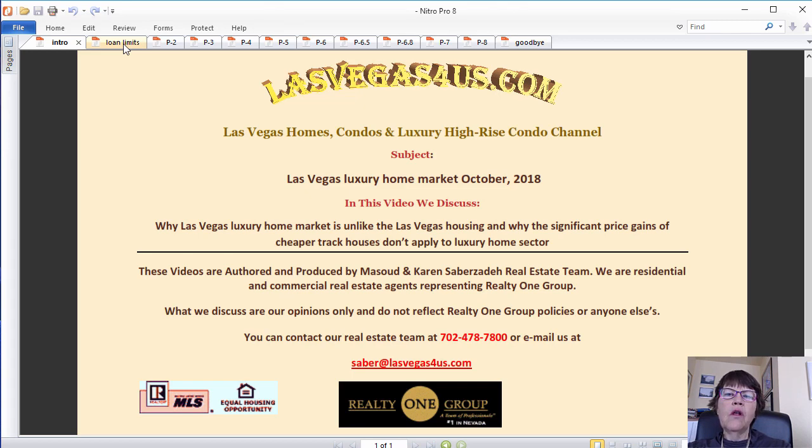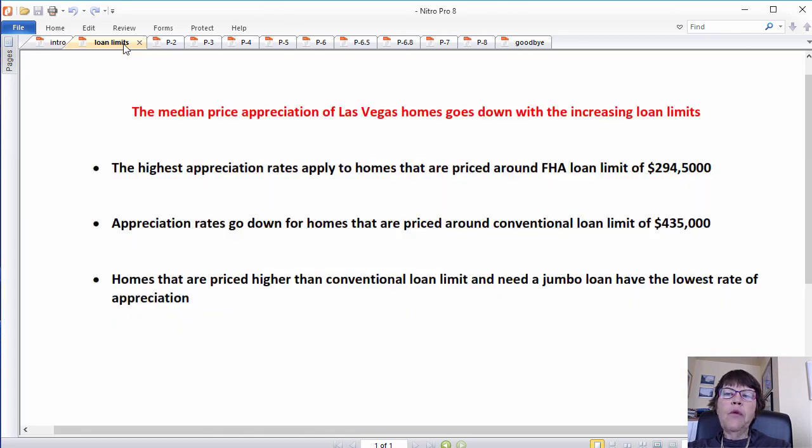the news articles. The double-digit median price gains of Las Vegas homes for sale really apply to houses that are priced around the FHA loan limit of $294,500. The appreciation rates go down when conventional mortgages, which are limited to $435,000, are needed to buy, and further down when jumbo loans are needed.